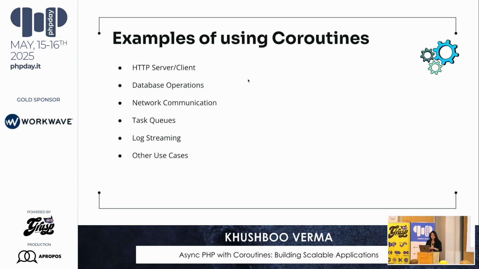So there are some examples of where you can actually use coroutines. I think the best use case is a very I/O heavy application. I think coroutines would work really nicely there. Obviously, you can use them when there are heavy database operations, network operations, or task queues. One use case where we used it is log streaming.